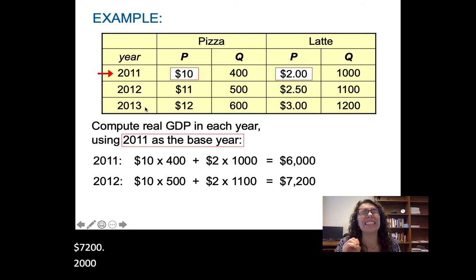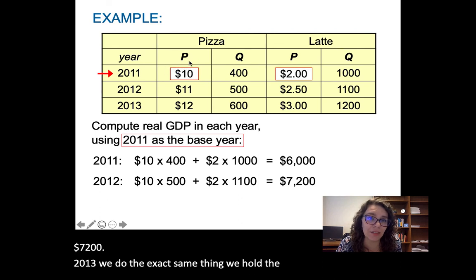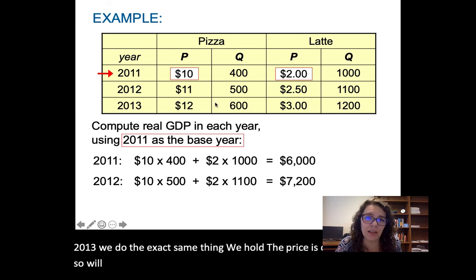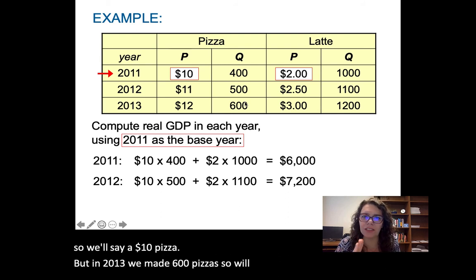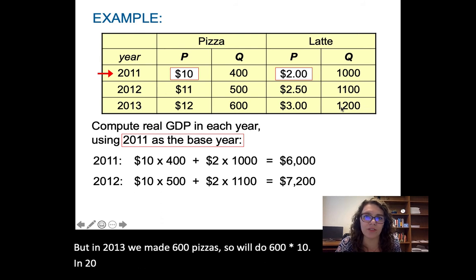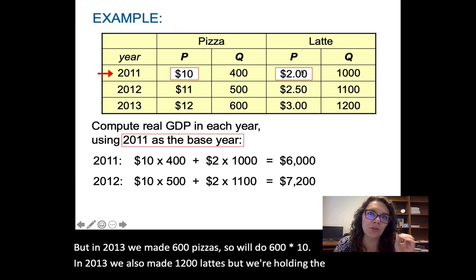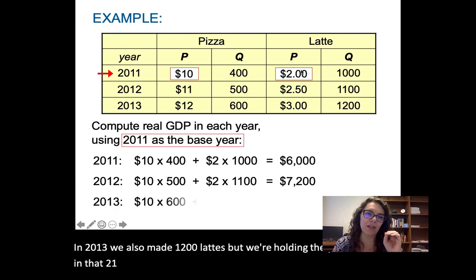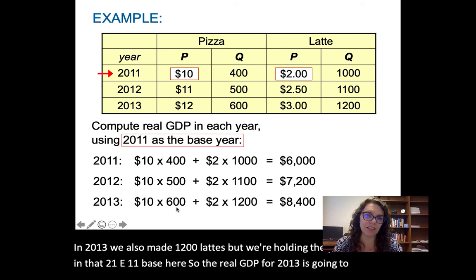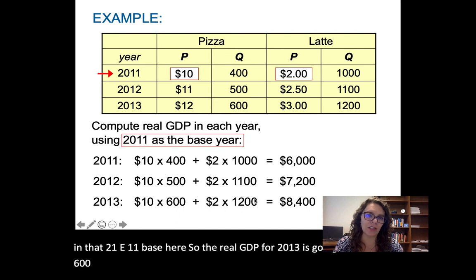2013, we do the exact same thing. We hold the prices constant in 2011, so we'll say a $10 pizza, but in 2013 we made 600 pizzas, so we'll do 600 times 10. In 2013, we also made 1,200 lattes, but we're holding the price constant in that 2011 base year. So the real GDP for 2013 is going to be $10 times 600 plus $2 times 1,200, or $8,400.